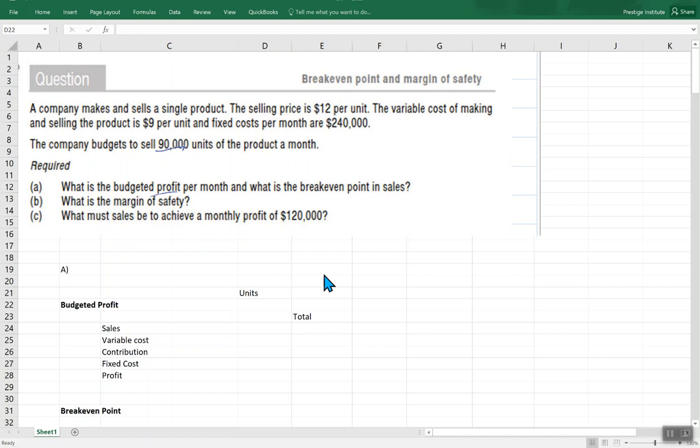Okay, a company makes and sells a single product. The selling price is 12 per unit. The variable cost of making and selling the product is 9 per unit, and fixed costs are 240,000. The company budgets to sell 90,000 units of the product a month. Okay, let's look at first things first. What is the budgeted profit?